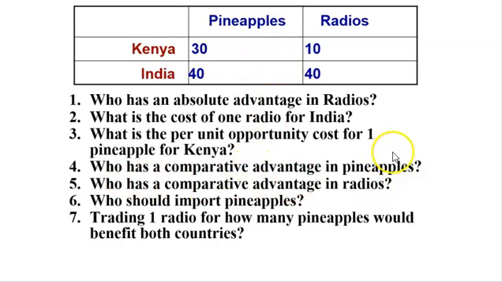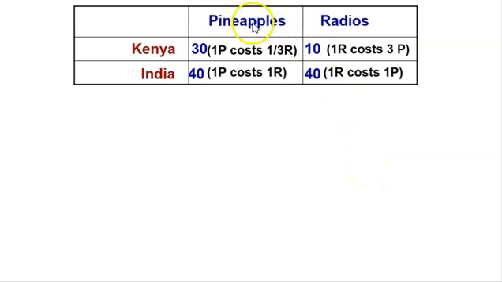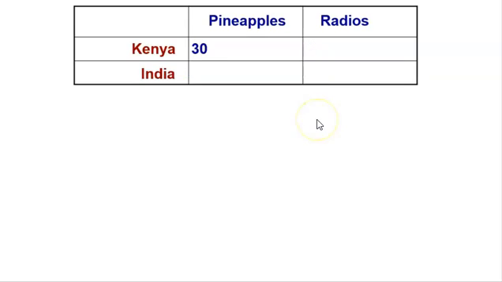Comparative advantage in pineapples, comparative advantage in radios. Well, we're looking over here. Comparative advantage for pineapples, it's going to be the lower one. So Kenya has the comparative advantage for pineapples. They have the comparative advantage for radios. Remember, you're never going to have the comparative advantage in both of those things.